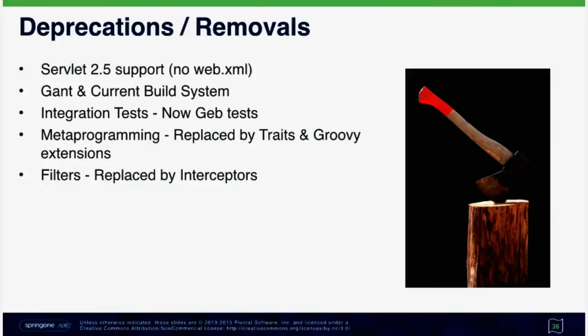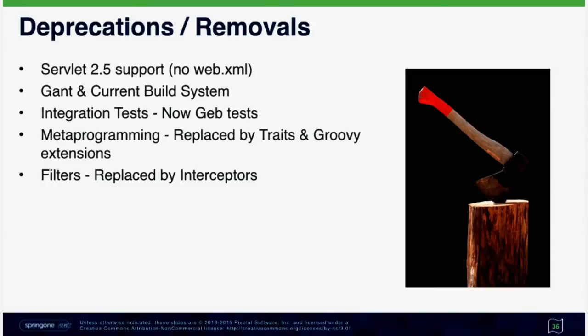Metaprogramming still works in Grails 3. You can still do it if you want. Nothing's been fundamentally changed there. But internally, it's been changed from the Grails perspective. All of our internal stuff no longer uses ExpandoMetaClass or any of the previous metaprogramming APIs. It's all been replaced by traits and Groovy extensions. So if you're upgrading, we encourage you to consider looking at that approach, because it's better from a startup time perspective, a memory consumption perspective, a whole bunch of reasons why it's superior.